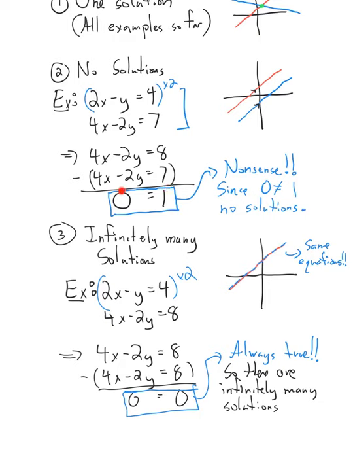If you get one of these situations where there are no variables, you just get some nonsense, one constant equals another constant where they're actually different, then there's no solution. And if you get something that's always true, one constant equaling the other constant and it's the same thing, like 0 equals 0, or 5 equals 5, then you're in this scenario where the lines are both the same equation. So that's it. That's all I want to talk about for substitution and elimination.